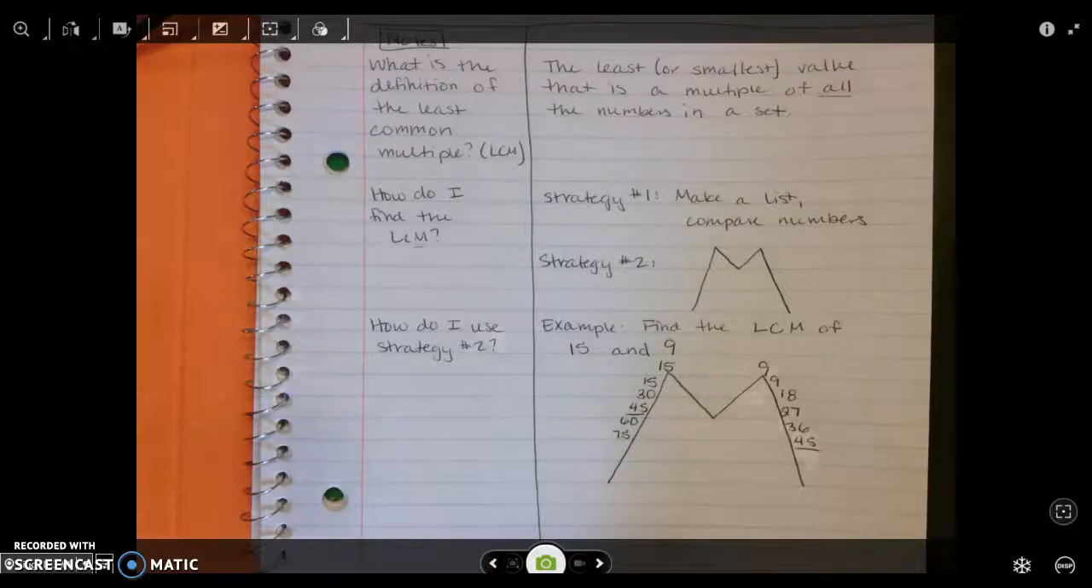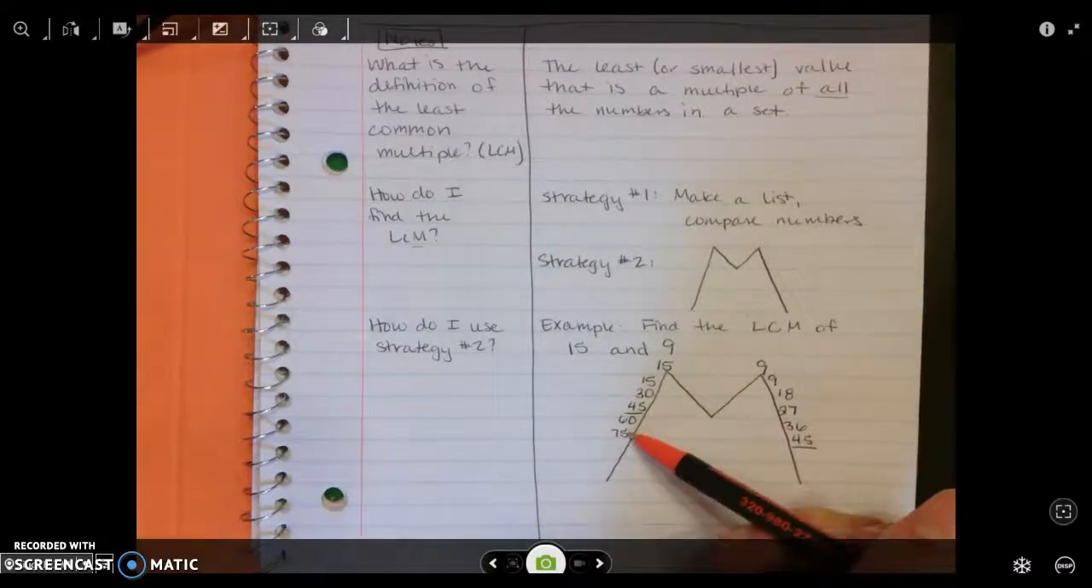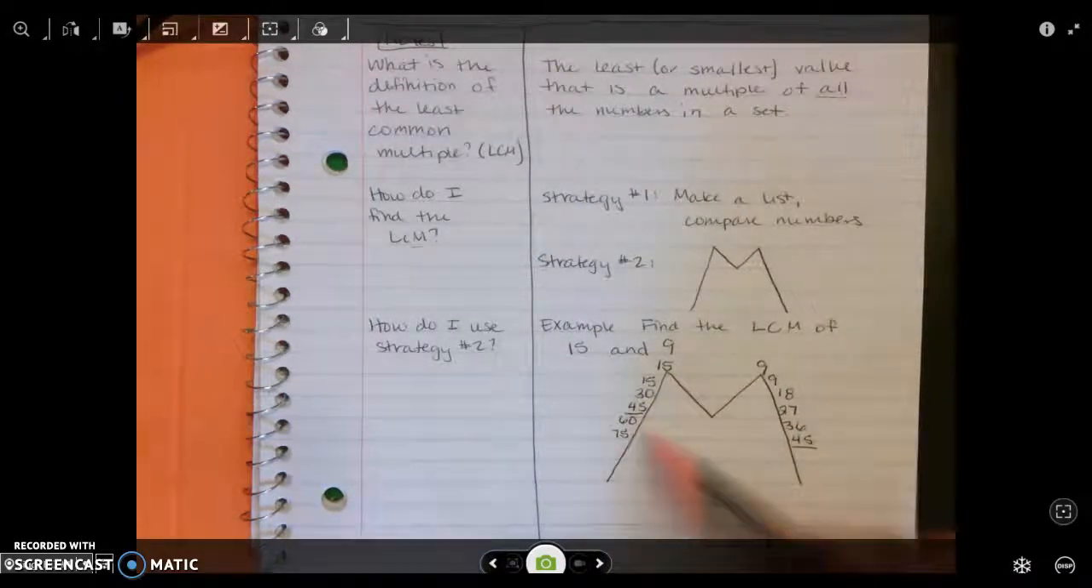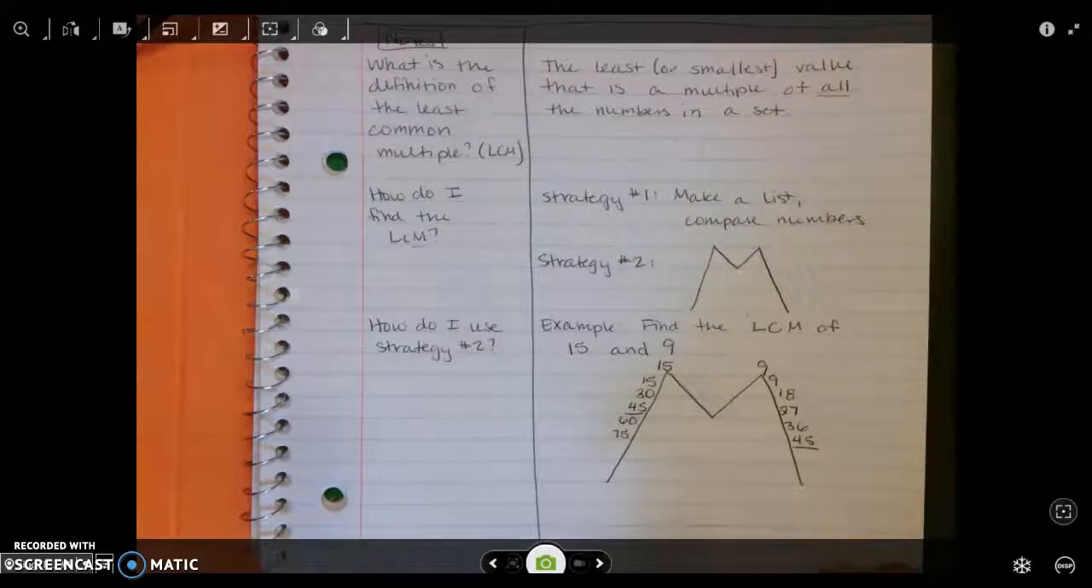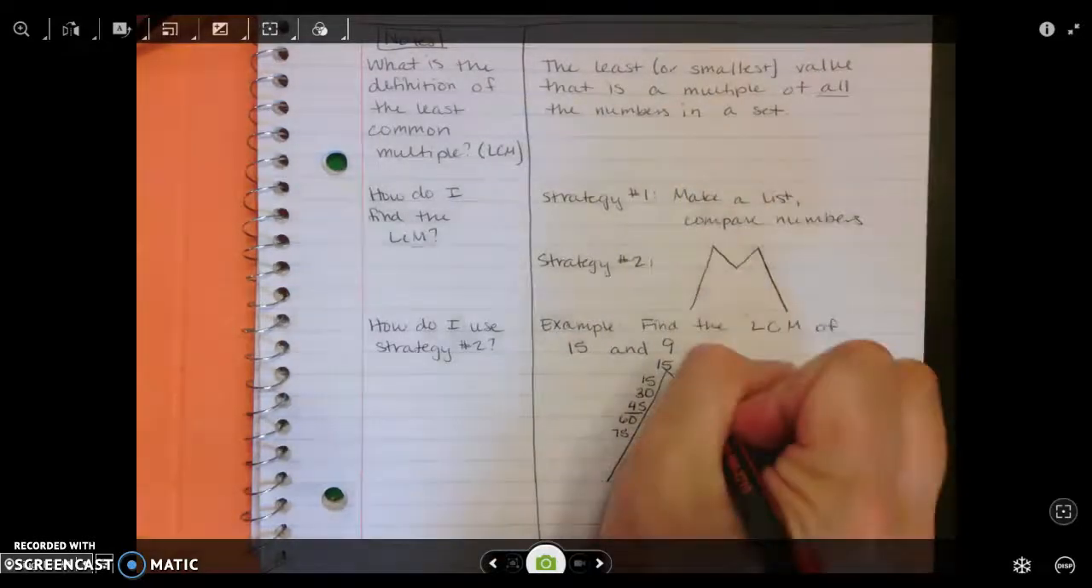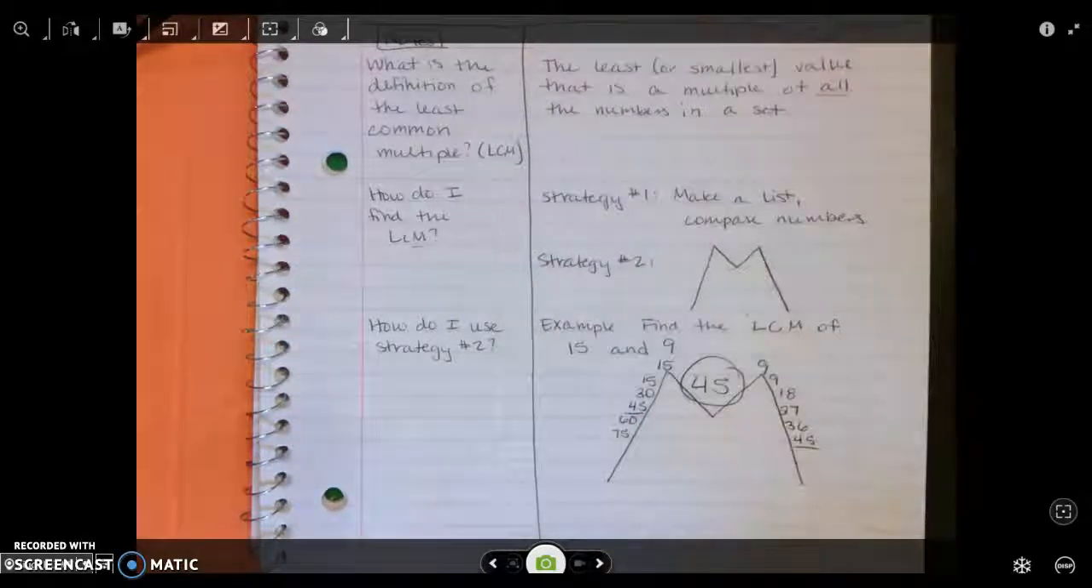Can you think of another number that's a common multiple of 9 and 15, but is not the least common multiple? I'll give you a hint. Let's take a look at 75. What if I added 15 to it? You get 90. And isn't 90 a multiple of 9 as well? So 90 is a common multiple, but it's not the least common multiple. In this case, 45 is my least common multiple.